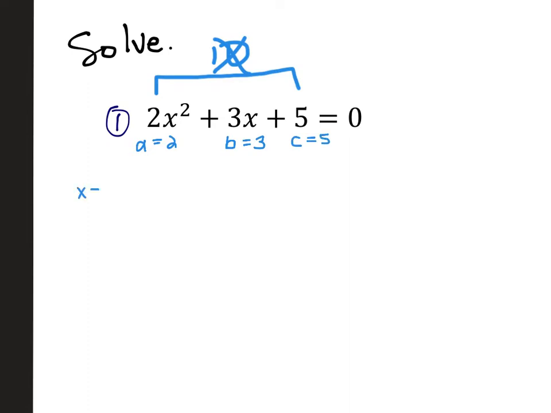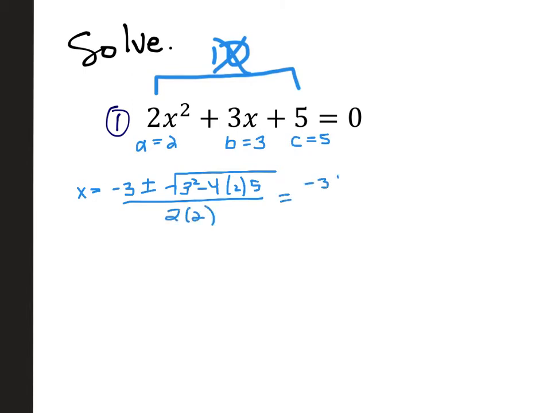So I'm going to say x equals -3 plus or minus the square root of 3 squared minus 4 times a, which is 2, times c, which is 5. And I'm going to divide all of that by 2 times 2. So now we just go through and we simplify.